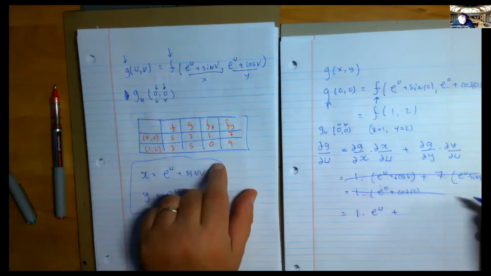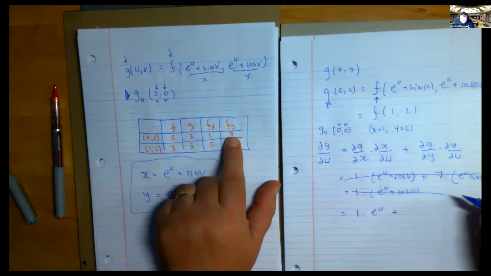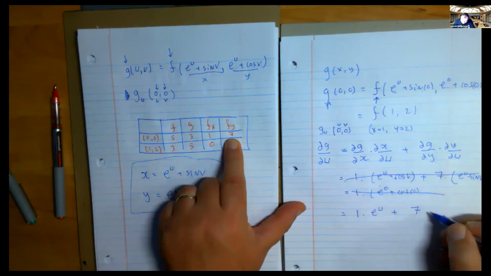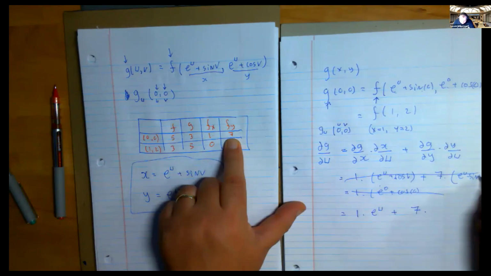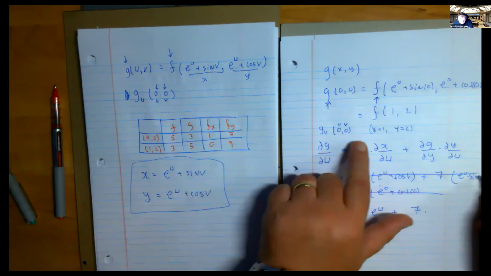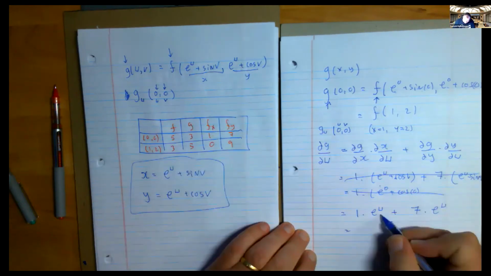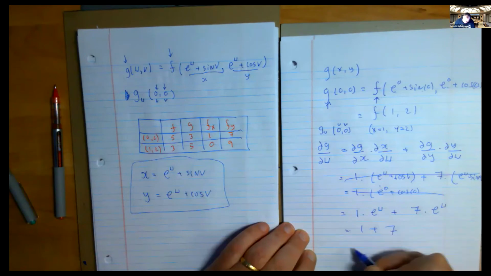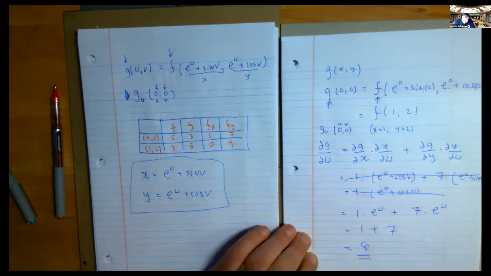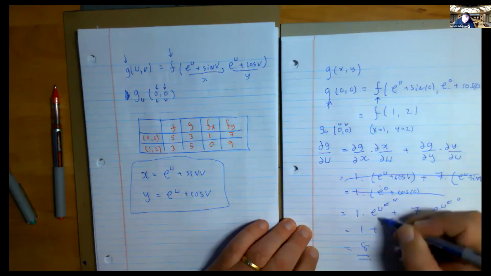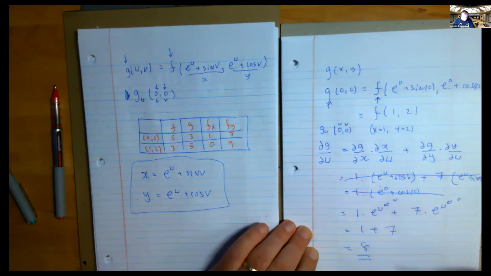dg by dy ends up being the same as this fella, so it's 7. And we're going to get the derivative of y, which is what, e to the u, which gets you 1 and 1. God, that was a lot of work. These are zeros, so e to the 0 gets you 1, so 1 times 1 and 7 times 1.